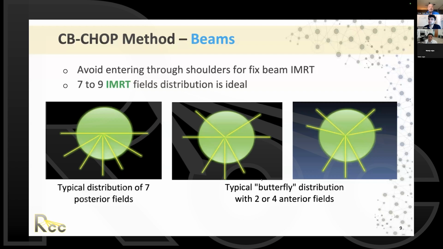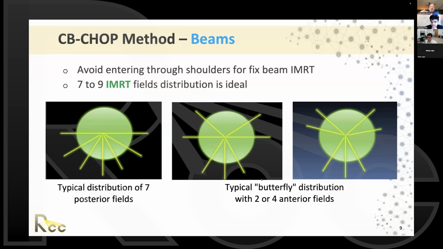And here again, if it's a 7-field distribution, again, this is a suggestion, it's 7 fields with a posterior bias. It's been found that it works very well, but sometimes there can be modification. If the gross tumor disease is very anterior, for example, for oral cavity or nasopharynx cases, you might want to move some of the posterior beams to make them anterior, even to have 2 or 4 anterior fields. Again, you can be very creative with the beam arrangement. My only advice is to try to have a standard so everybody follows the same, and then for plan evaluation, it will be easy.